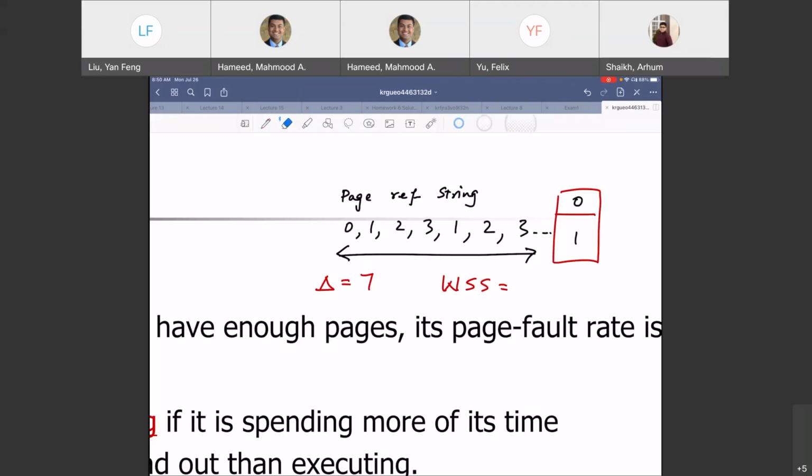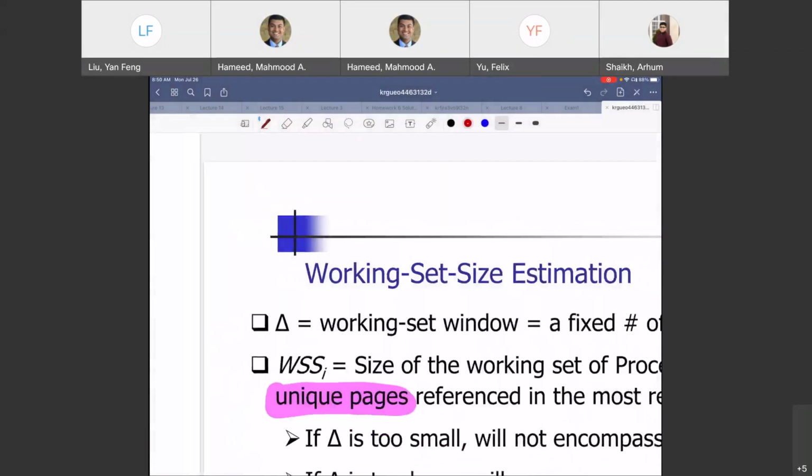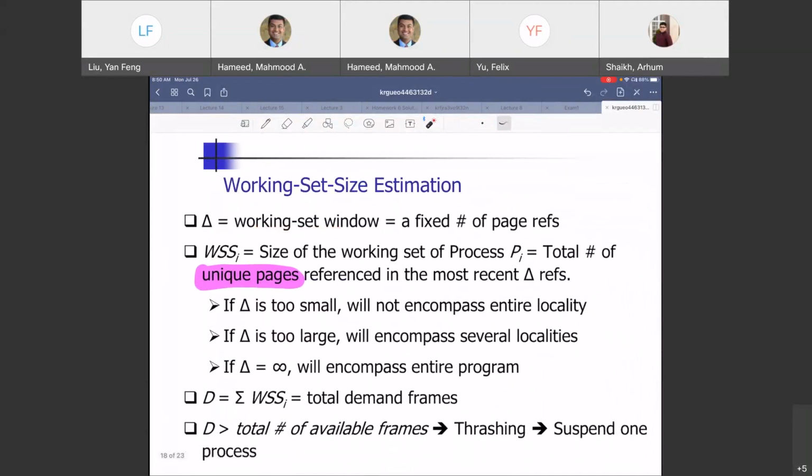What is my working set size here? 4. Unique pages, 0, 1, 2, 3. That's it, 4, right? So delta is the time window or working set window. Working set size is your unique pages in the recent time window, in the most recent delta references in the past.